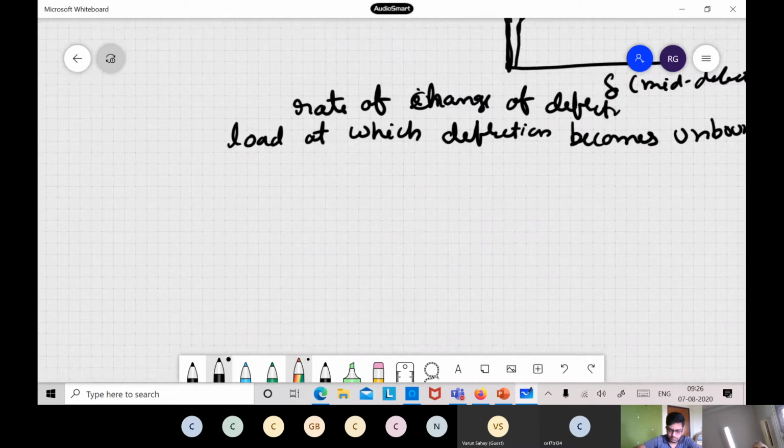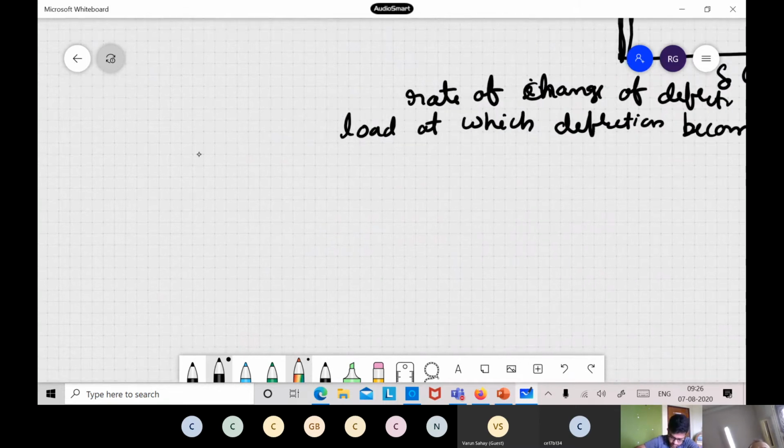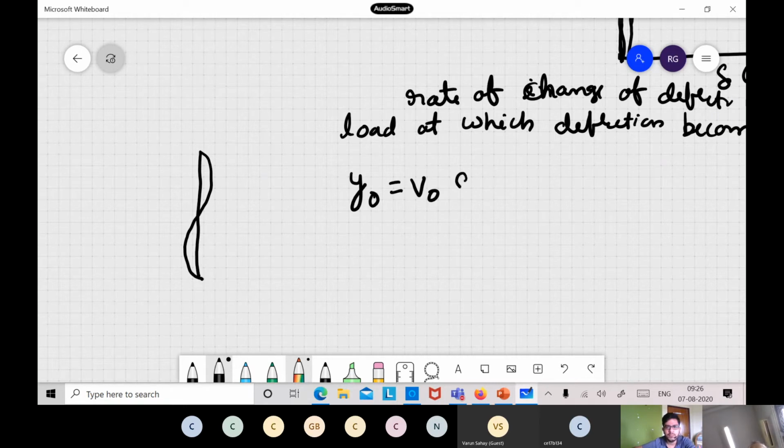Now suppose you are having imperfections like this, how do you solve this type of problem? As I already told you, you have to write it in a Fourier series. So you can write your y naught as some v naught sine 2 pi x by L. And you do all the calculations. But the only interesting thing is how the column buckles here.